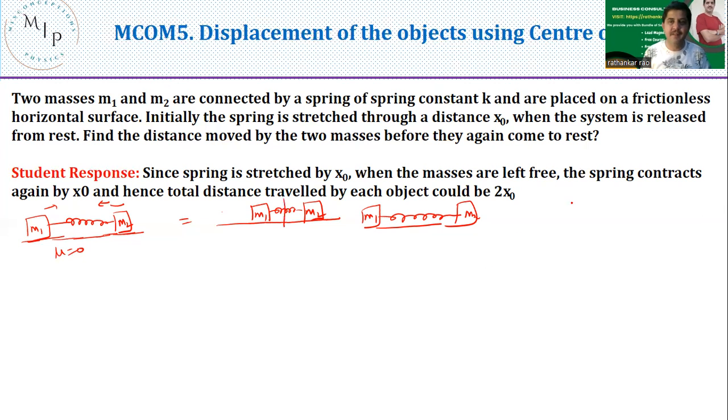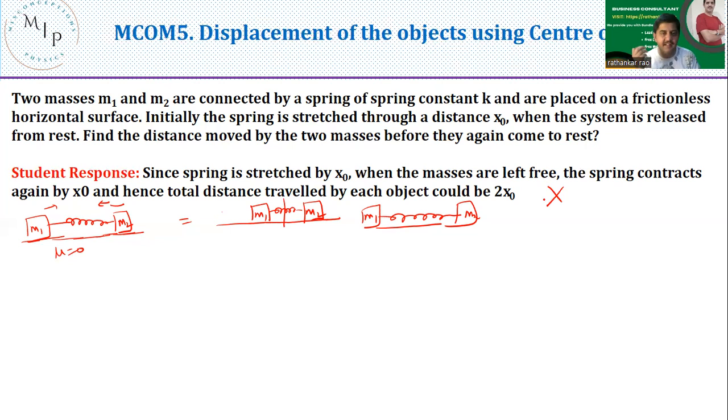So therefore, the spring contracts again by x naught. Total distance traveled by each object will be 2x naught. So initially, this was at this point, this was at this point. Now it got contracted by x naught. Once again, it goes back to it. So thus the total distance would be 2x naught. Very simple. But this is a misconception. This concept is not clear.